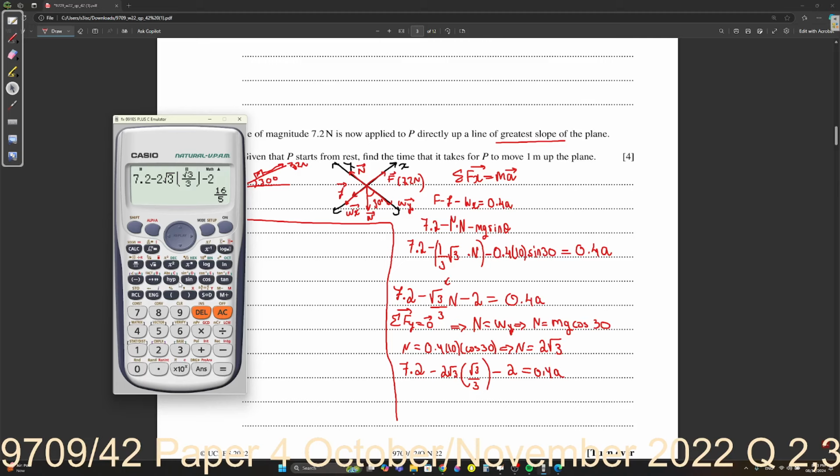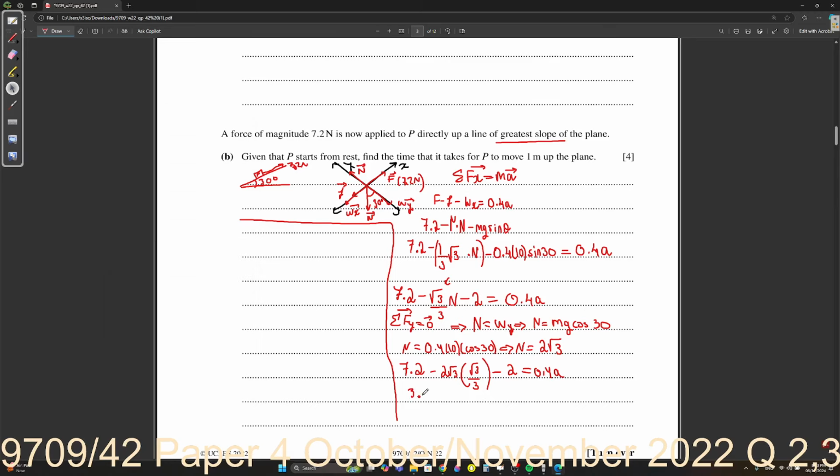I'm going to get 3.2. So 3.2 is equal to 0.4a. If you divide by 0.4, you're going to get a is equal to 8 meters per second squared. So we found a, okay? We want to find the time to move 1 meter. You obviously need acceleration because you're moving. That's why we found it here.